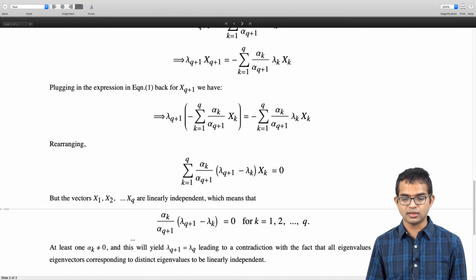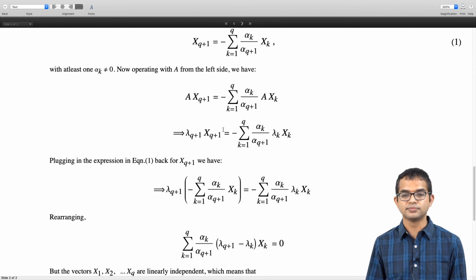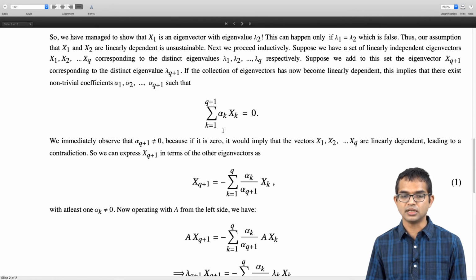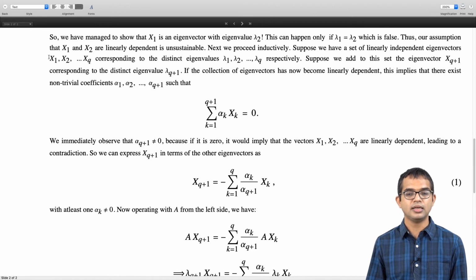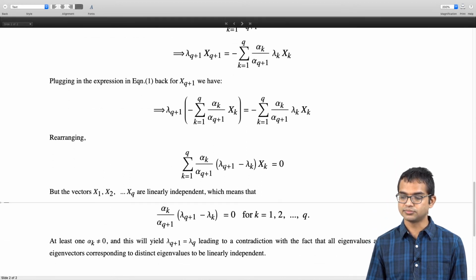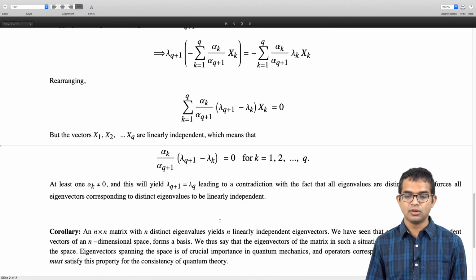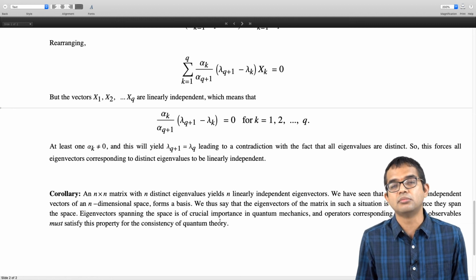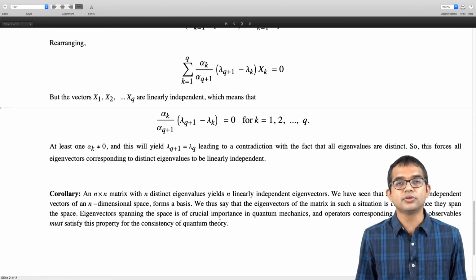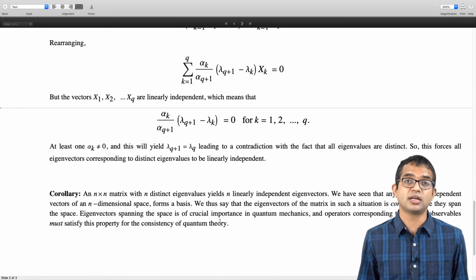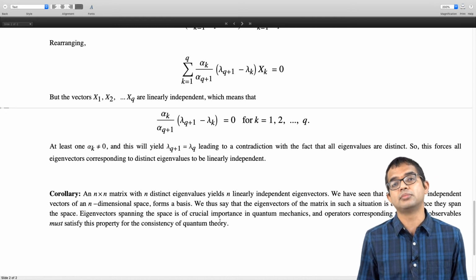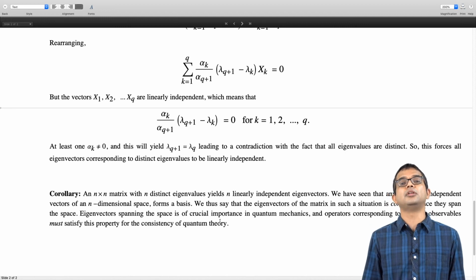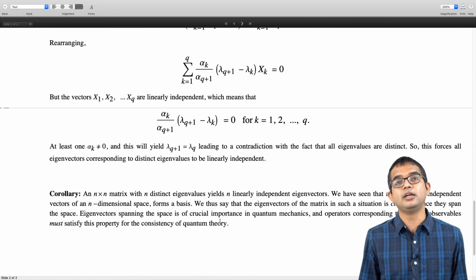So the only way that this could have been avoided is if we had not made this initial assumption, which is that this set of vectors x1, x2, all the way up to x_{q+1} is linearly dependent. So they have to be linearly independent, and that's the result. What we have managed to show is if you have a matrix with a bunch of distinct eigenvalues, then each of these distinct eigenvalues gives you a distinct eigenvector, and the set of eigenvectors obtained from these distinct eigenvalues is in fact going to be a linearly independent set.